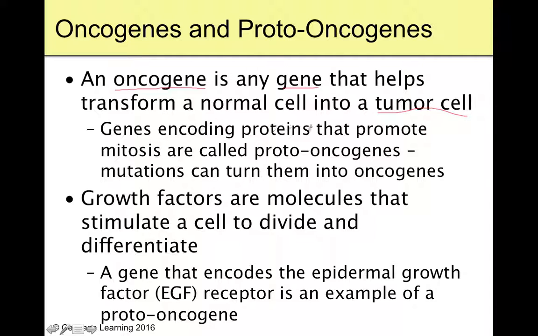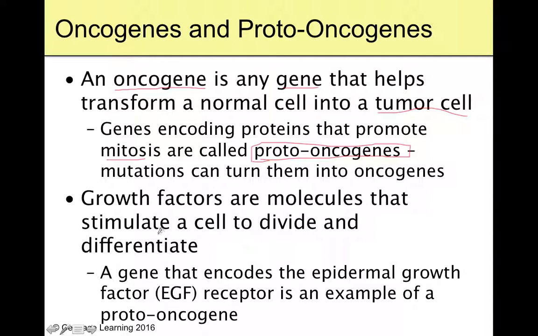These genes will encode proteins that promote mitosis. They cause more mitosis. We call those proto-oncogenes, which means you are before the oncogene. You're not a gene that will cause cancer yet, but you could easily become one in the future if you become mutated. And so growth factors are another thing that can cause this.